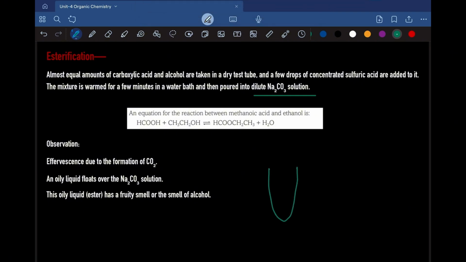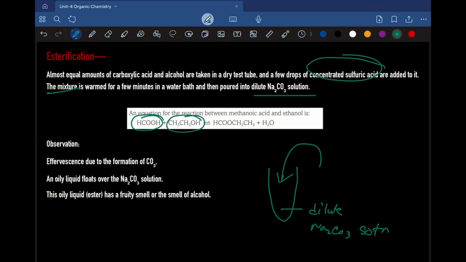Let's say this is a test tube where there is dilute Na2CO3 solution, and in this solution what we will do is pour this mixture. Which mixture? The mixture containing carboxylic acid, alcohol, and a few drops of concentrated sulfuric acid. When you drop this mixture into dilute Na2CO3 solution, there will be a formation of effervescence. Effervescence will form due to the formation of carbon dioxide.